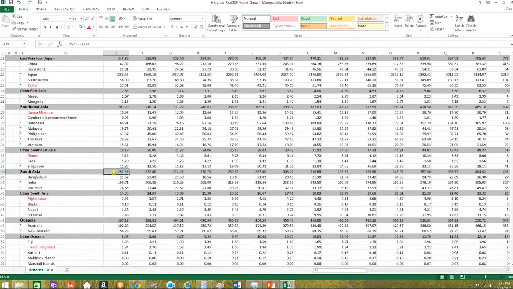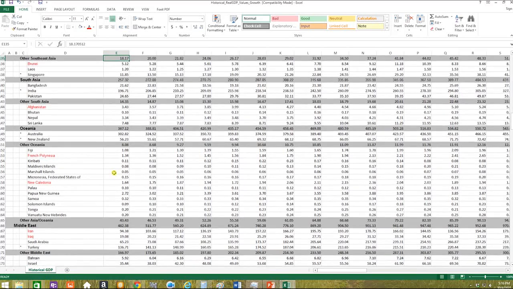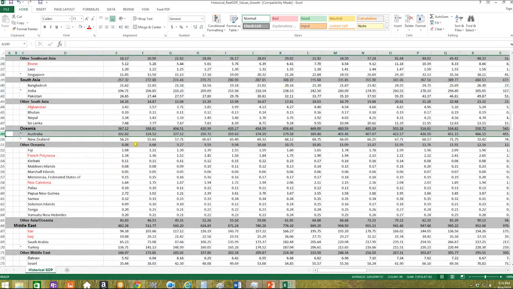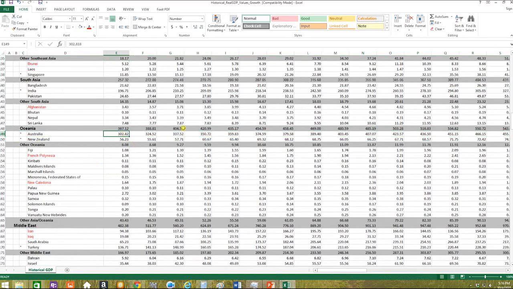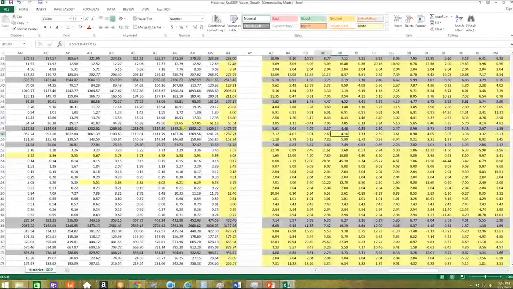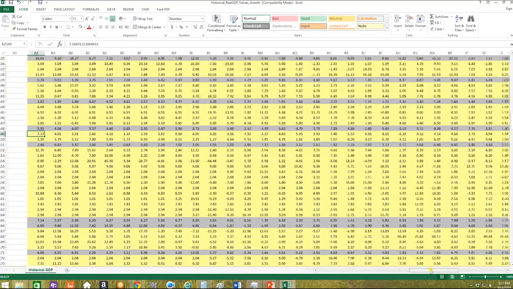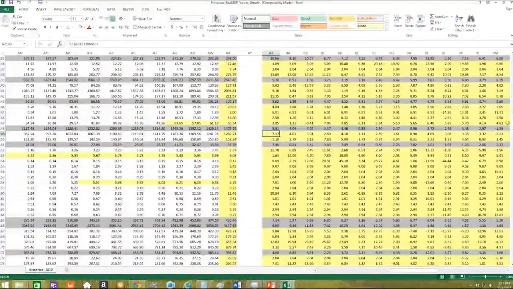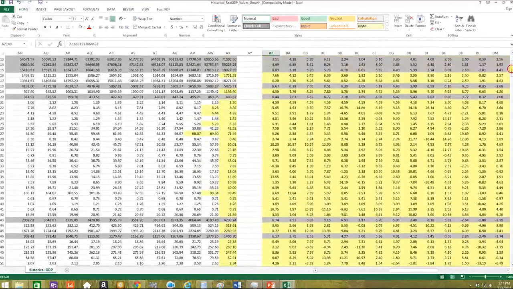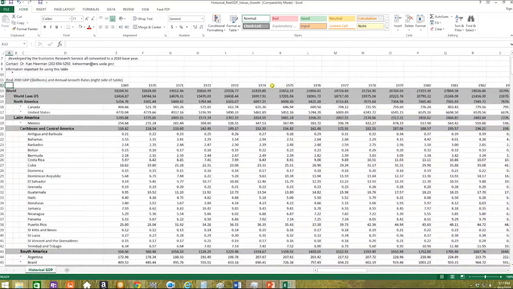So if we scroll down here to Australia on row 149, what we have here is the actual values of GDP on an annual basis, and then we have here the growth rates for each year. And this, if we scroll back to the top, this is going back to 1970. So we have the growth rates going back to 1970 and the values going back to 69.